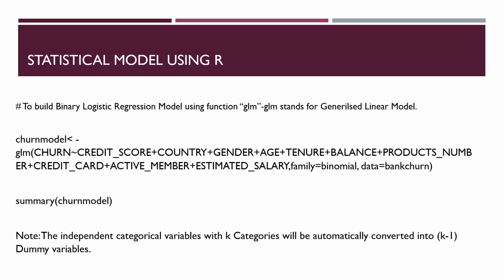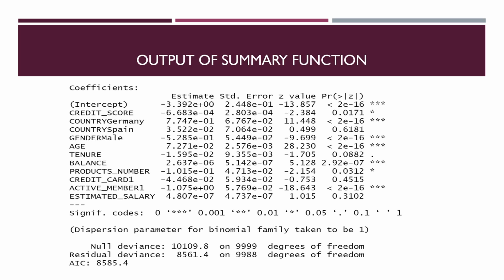Let us see how to build binary logistic regression using R. To build binary logistic regression, the GLM function is used. GLM stands for generalized linear models. We include arguments like specifying the model, and then we use the summary function that displays the detailed output of the model. Here is the output. We can see that the parameter estimates and also the results of individual testing are displayed as the output of the summary function.